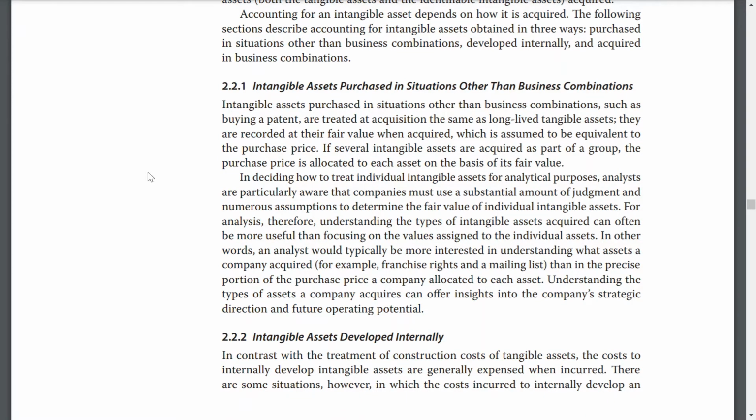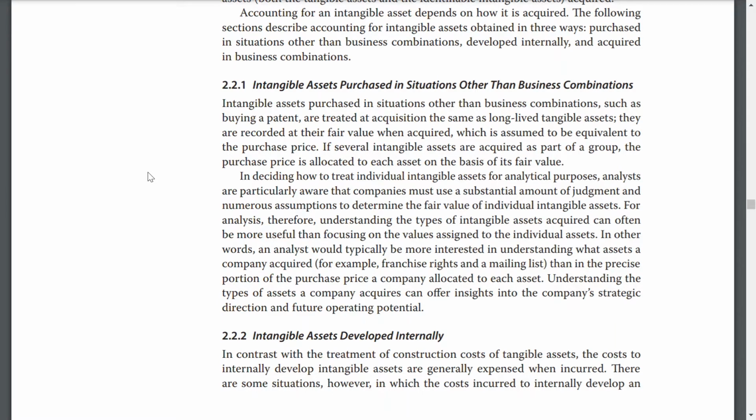In deciding how to treat individual intangible assets for analytical purposes, analysts should be aware that companies must use a substantial amount of judgment and numerous assumptions to determine the fair value of individual intangible assets.